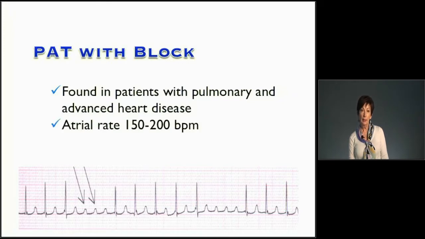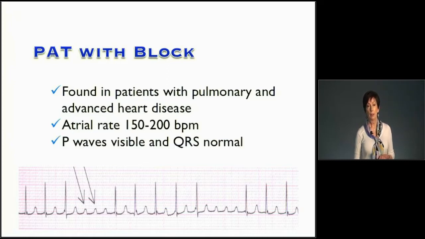The atrial rate with this type of rhythm is a little bit slower, 150 to 200. Again, just know that it's over 100, and these are rate ranges. They can be faster than that, and it may be slower. So don't discount the rhythm if it's not within that perfect rate range. P waves are visible. As you can see, the two arrows down below on the sample strip are pointing to the Ps that are in between the QRSs where they don't conduct.